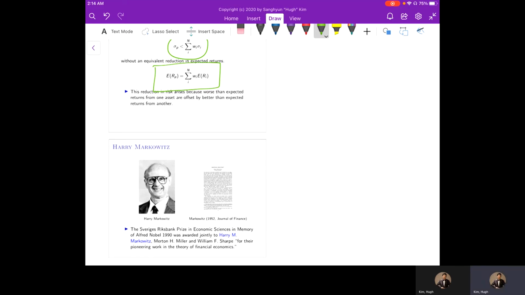This important result was first published by Harry Markowitz in the Journal of Finance in 1952. And for this, Harry Markowitz won the Nobel Prize in Economics later in 1990.